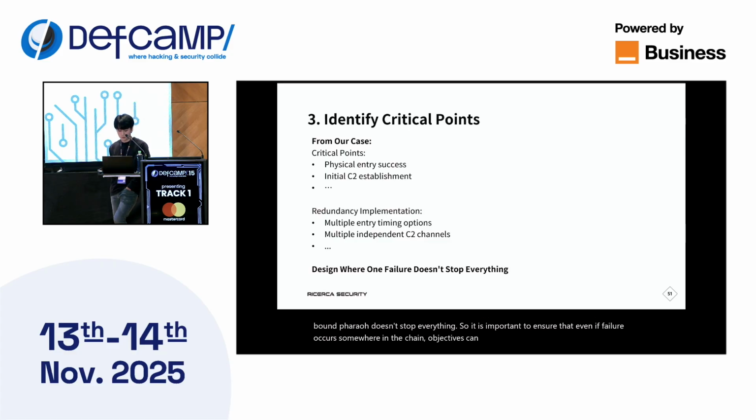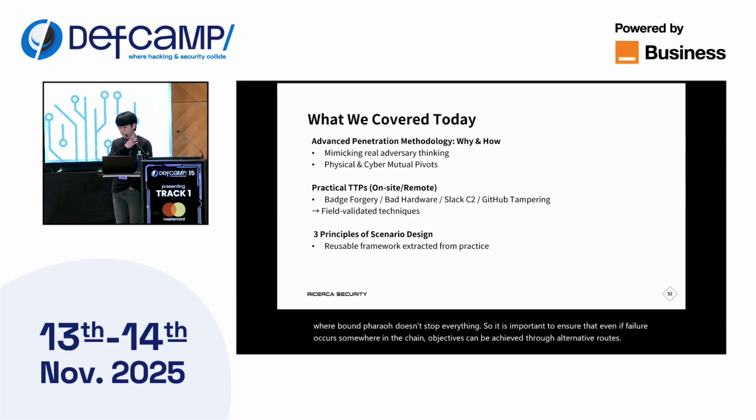through alternative routes. So let me summarize what we discussed today. Advanced penetration methodologies, why and how: mimicking real adversary thinking, physical and cyber mutual pivots, and practical TTPs for on-site and remote operations. So batch forgery, bad hardware, Slack C2, GitHub tampering. And these are field-validated techniques and 3 principles of scenario design. I hope these insights will help improve your organizational security.